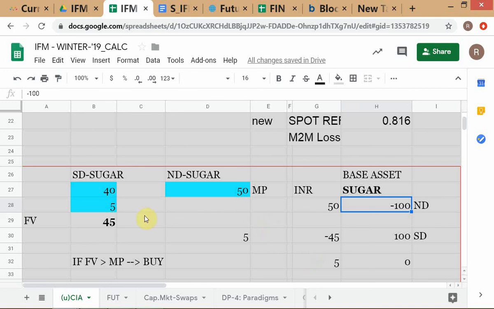So what happens? There's massive excess demand in the South Delhi market. What is the impact of excess demand on the price? It moves up or down?